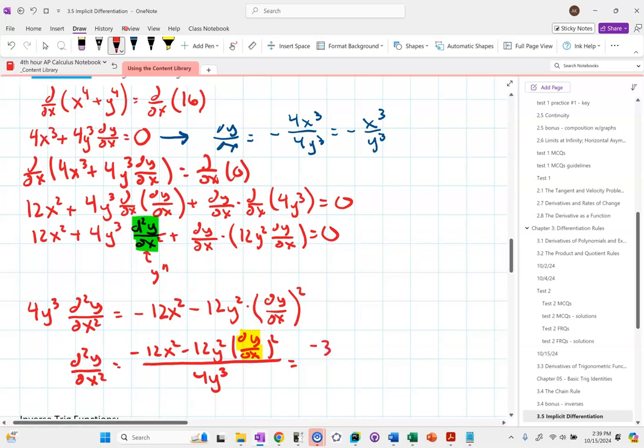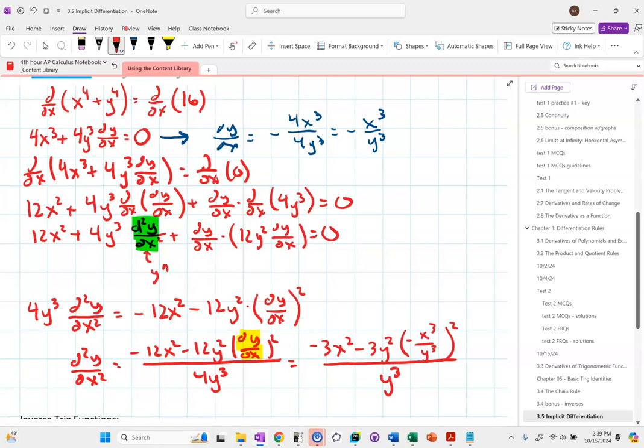So let's reduce out the four. There I have that. And the rest of this is just algebra cleanup from here. That got kind of nasty. Those second derivatives can be rough.